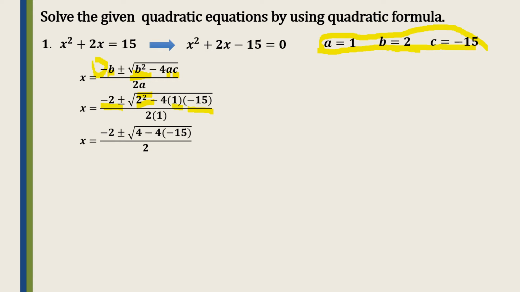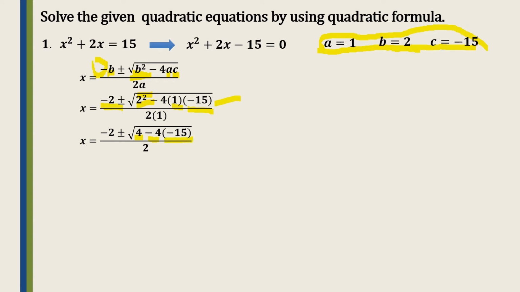Isolve natin ang nasa loob ng radical sign or isolve na natin ngayon ang radicand. We have x equals negative 2 plus minus the square root of 4. Ang 4 galing sa 2 squared. 2 squared is equal to 2 times 2. 2 times 2 equals 4. Minus 4 times negative 15.